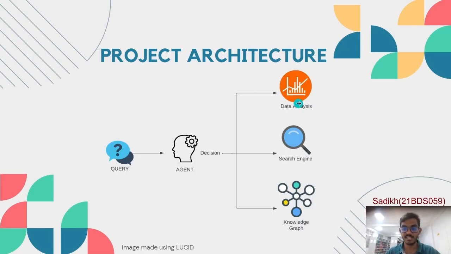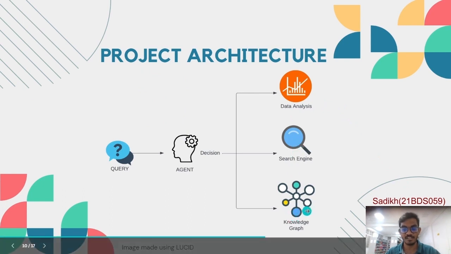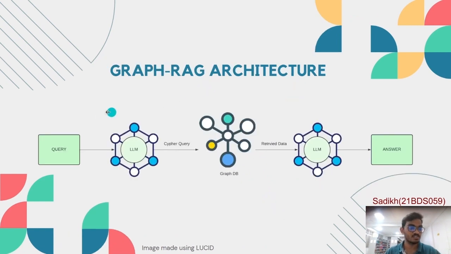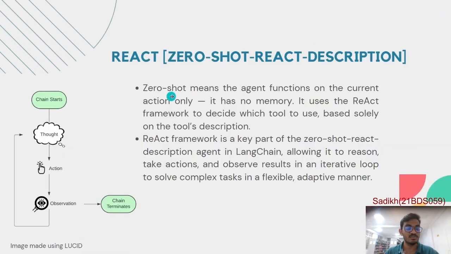We have built three tools: data analysis, search engine, and knowledge graph, which is nothing but graph RAG. We have built a LangChain agent on it, which uses these three tools. When a user asks a query, our agent will decide to use one of these tools and answer according to that tool. Now let's see how our graph RAG works. When a user asks a query, a Cypher query is generated by the LLM, and this Cypher query is used to get a chunk from the graph database. Now we have our question and a chunk which is related to that question. We pass these two to the LLM, and we get the final answer. Now let's see how our LangChain agent's thought process works.